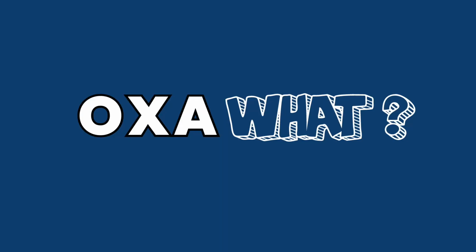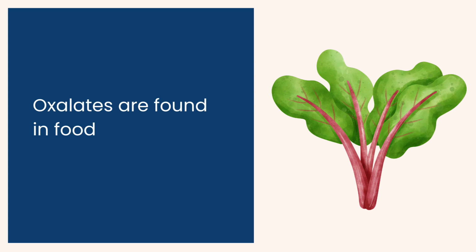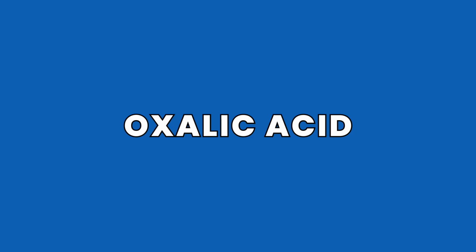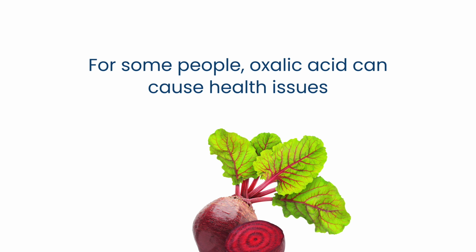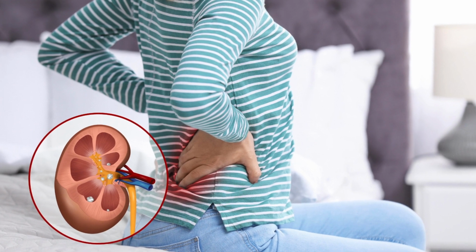I know you're like, oxo, what? Well, oxalates are found in food, okay? In plant food, and it's actually also called oxalic acid. Now, there's a lot of good things about these foods, but for some people, oxalic acid can cause health issues. And one of the big ones is kidney stones. So if you are at high risk for kidney stones, then maybe you might want to look at eating foods without oxalates in them. So now I'm sure you're saying, well, Tracee, what would that be?